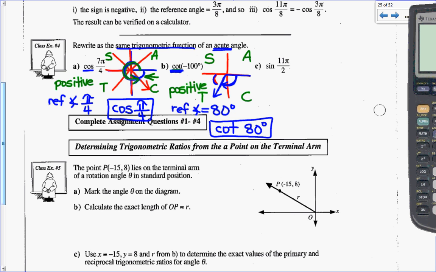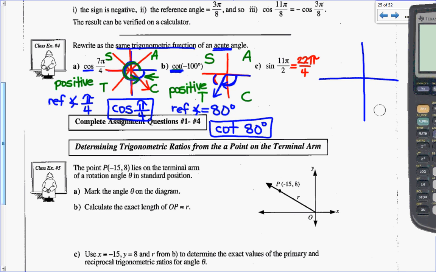Okay, and the last one is sine of 11 pi over 2. Well, again, I don't know my pi over 2s, but I know my pi over 4s times 2 times 2, so that's 22 pi over 4s. Okay, well, I'm going to draw this. It's going to look a little crazy, but it really doesn't matter. It just matters where I end up, right?